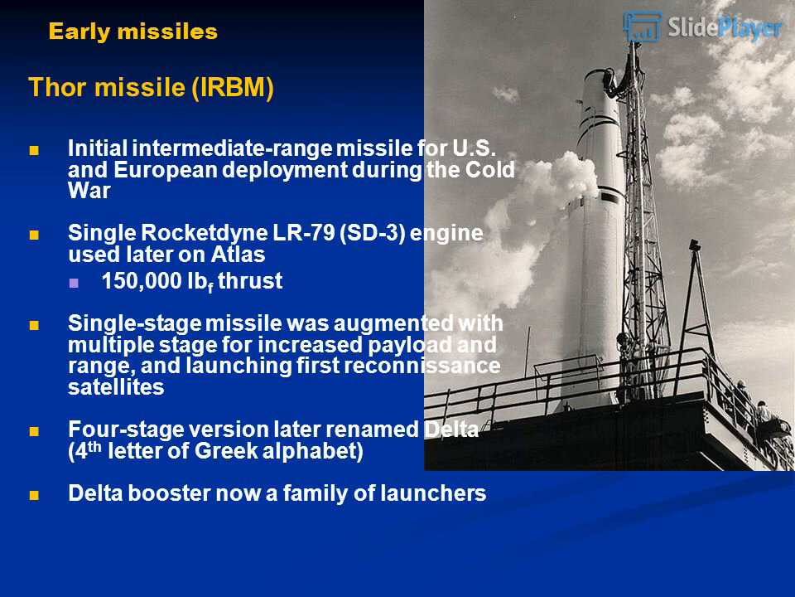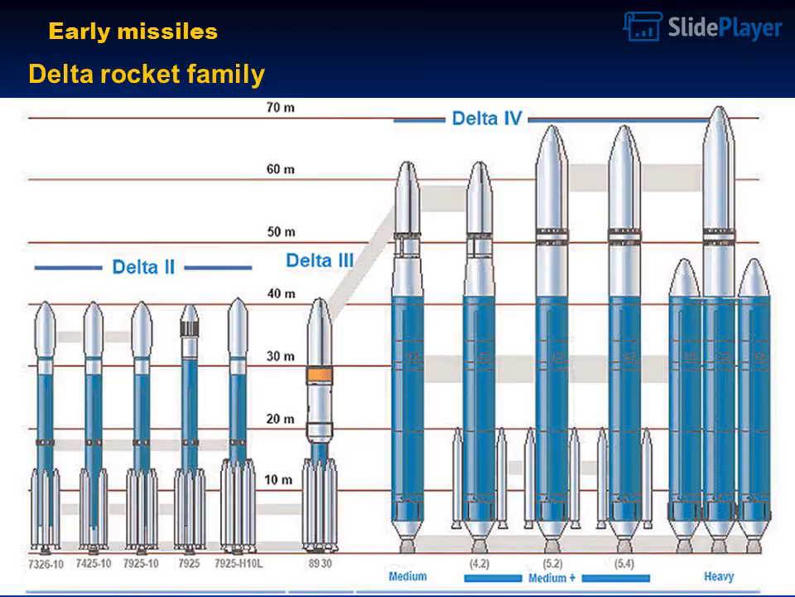The single stage missile was augmented with multiple stages for increased payload and range, and launching first reconnaissance satellites. The 4-stage version was later renamed Delta, the fourth letter of the Greek alphabet. The Delta booster is now a family of launchers. Early missiles: Delta rocket family.